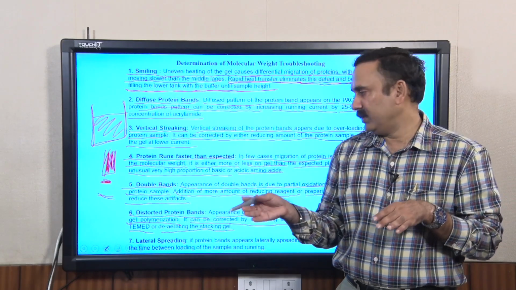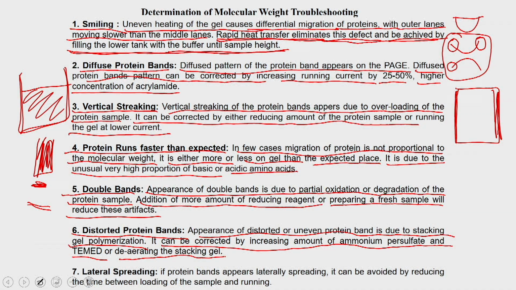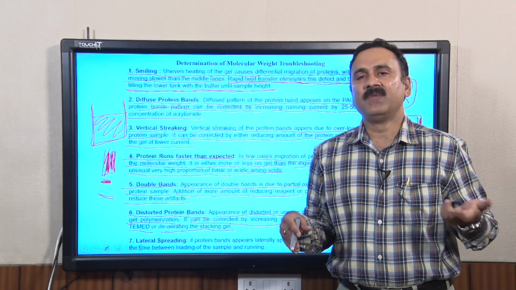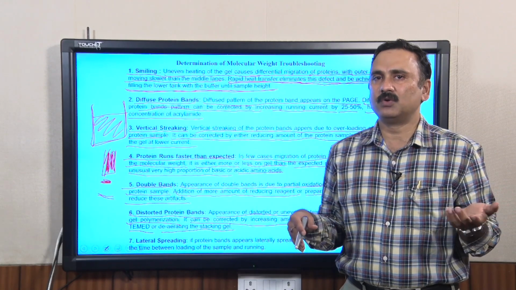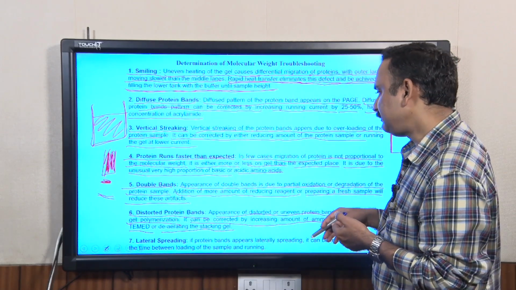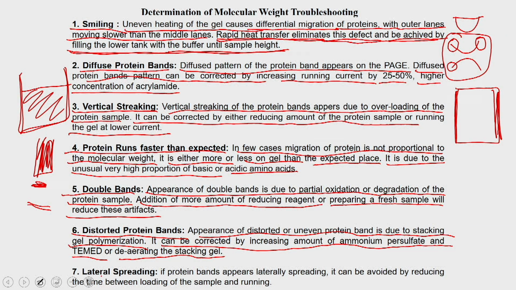Or you can also remove the air from the stacking gel solution. When you degas the stacking gel, the polymerization is also going to be better compared to the previous conditions. Then we have the lateral spreading. Lateral spreading is when the protein bands appear to spread laterally, which means suppose this is your lane, the protein is spreading like this.